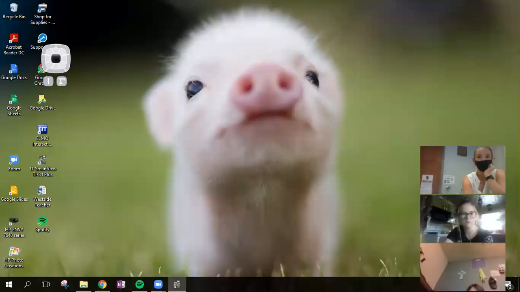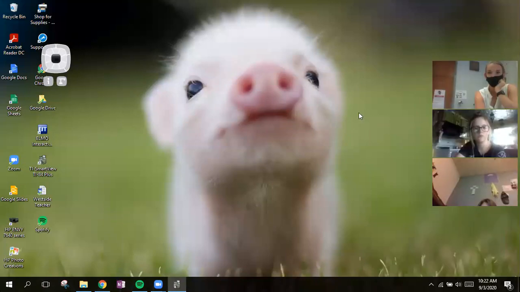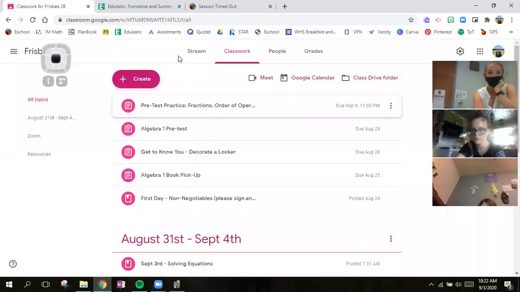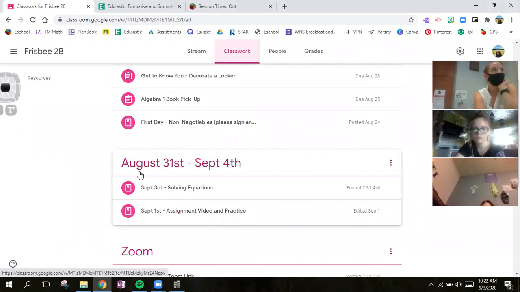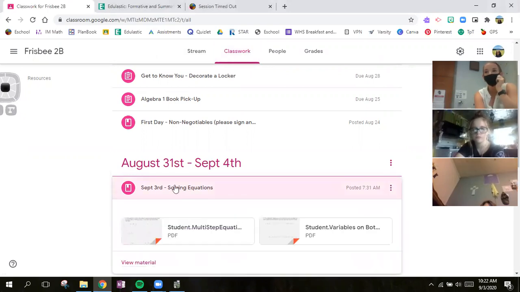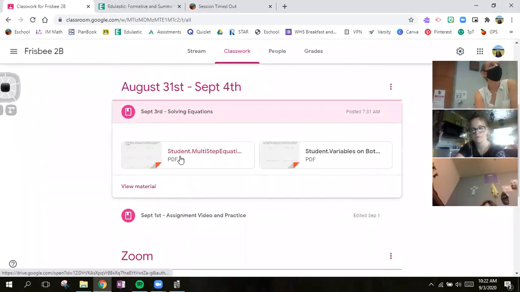Can everyone on Zoom see my screen? All right, you're going to classwork. You're going to this week's date, August 31st through September 4th. Click on solving equations, and it's the first assignment. There's 2 because we're going to get to 2 today, but you're only going to do the first one.